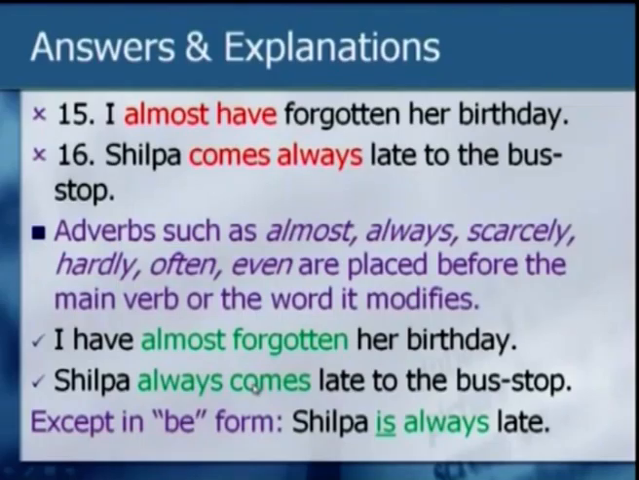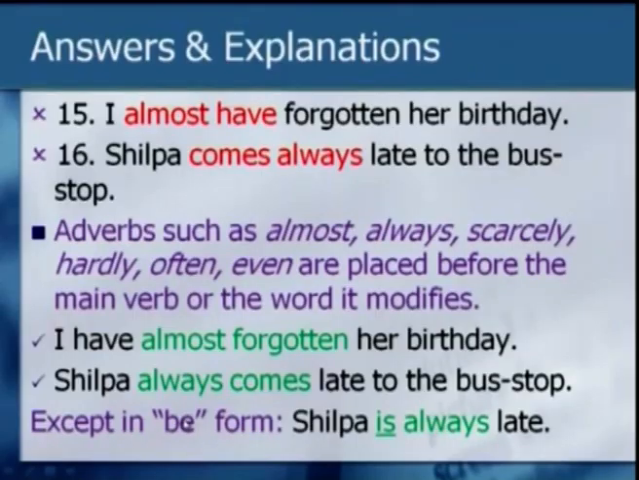Comes is the main verb, and always goes before that, not as in the case Shilpa comes always late. So Shilpa always comes late. Except in B form, there is an exception. Now what is the exception?